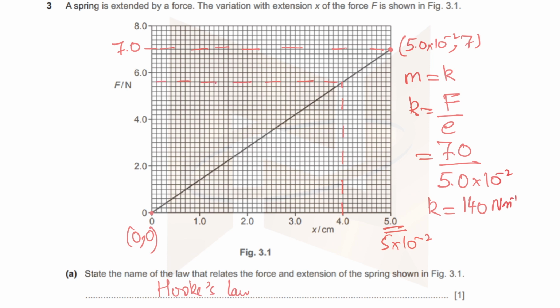Just figure that out, please. The force is going to be 5.6 newtons. Please check it.